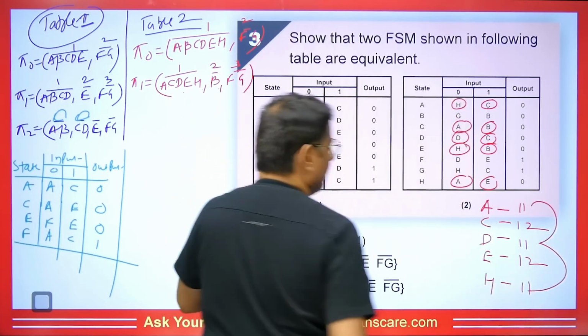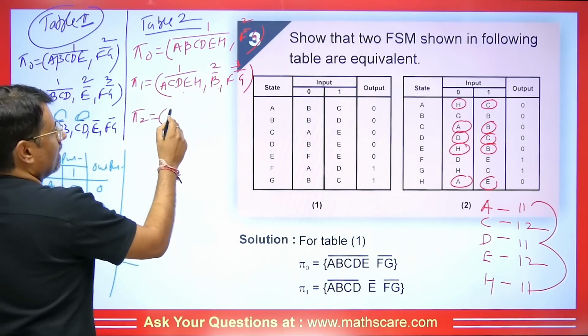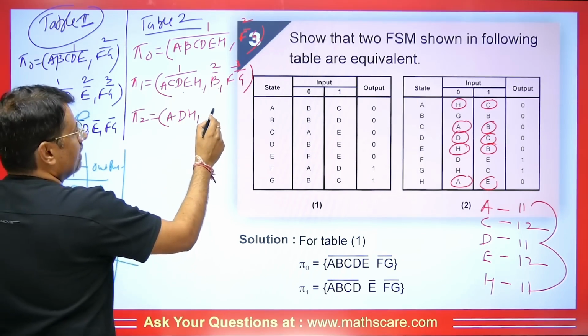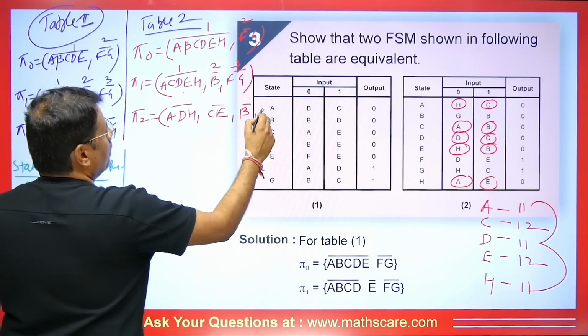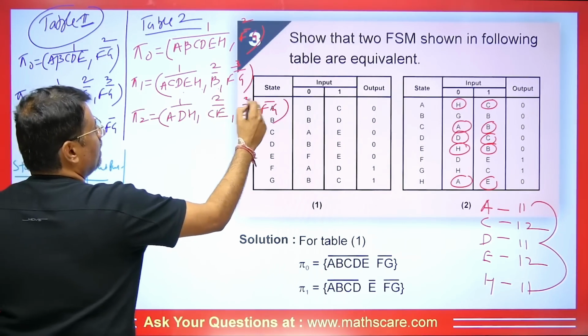Now students, here we will get ADH together. Like this we will get pi 2. So here we will get ADH, after this C, E will come separately. Right? Is this clear or not? Like this we got these. We already have B. Now here we will have FG. Right? Again 1, 2, 3, 4.